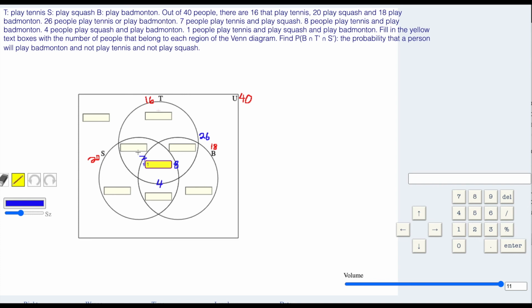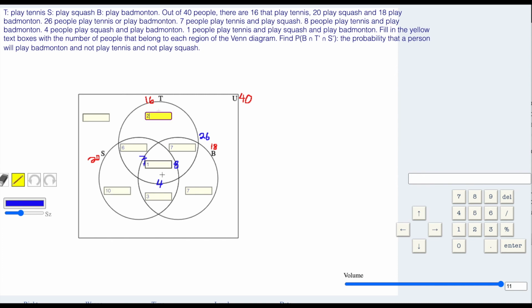If this is 7 altogether, this would have to be 6. So 6 plus 1 makes the 7. For this region with the 8, I have 1 plus, that has to be a 7 to get to 8, and 1 plus 3 makes 4. I know I have 18 in badminton, so 3 plus 1 is 4 plus 7 is 11. 11 plus 7 makes 18. Here I have 20. 6 plus 1 plus 3 is 10, plus 10 makes 20. Up here I have 16. 6 plus 7 is 13. 14 plus 2 more makes 16.